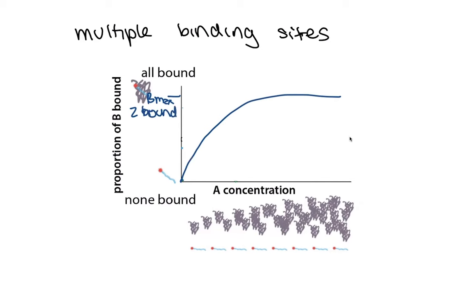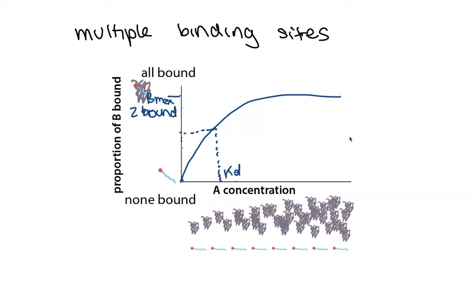But we can still calculate our half B max, and we can calculate our KD. And remember that KD is going to come from the intrinsic affinity for binding to that first site, or the intrinsic probability that one of these friends is going to get married.